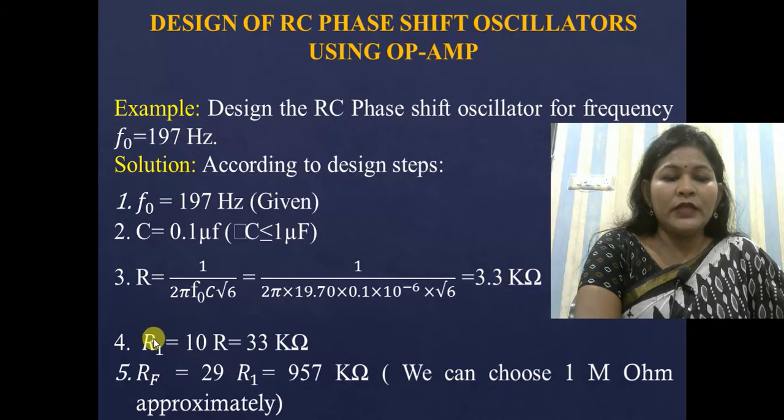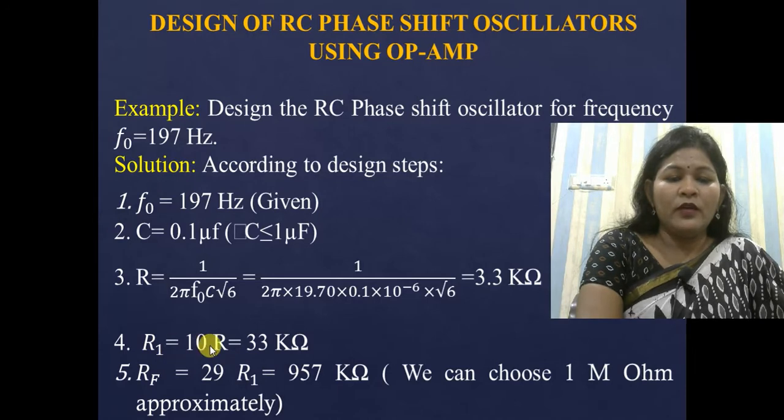The next step is to calculate the value of R1. Here R1 is greater than or equal to 10R. This is the condition. So here R1 is equal to 10R. Put the value of resistor R, that is 3.3 kilo ohm, and then calculate R1. So here R1 is equal to 33 kilo ohm.